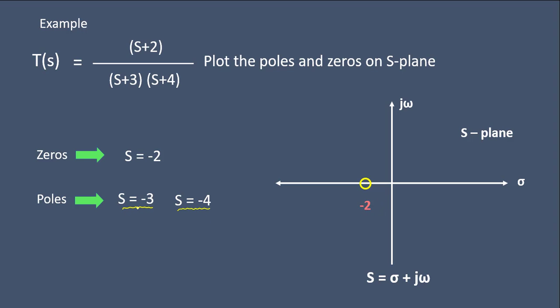Then we have a pole at s equals to minus 3. We represent the pole with a cross sign. And we have one more pole at s equals to minus 4. So you can see the poles do not occur at the same time. Hence, they are not repetitive poles. So we can say these are non-coinciding poles. Hence, these are called simple poles and simple zeros.